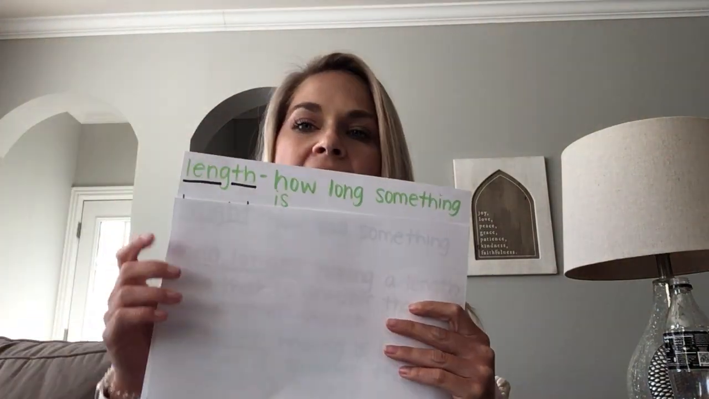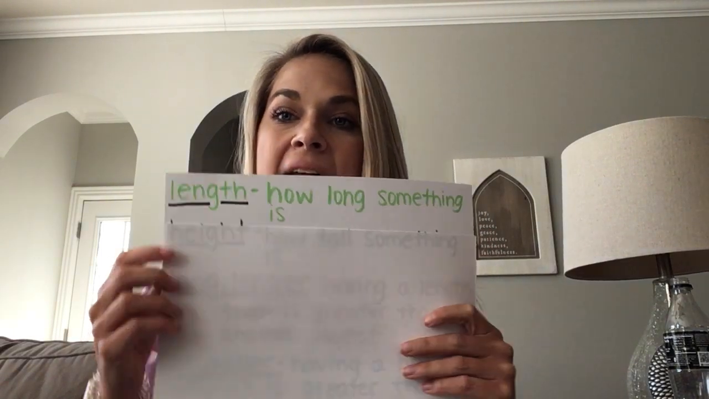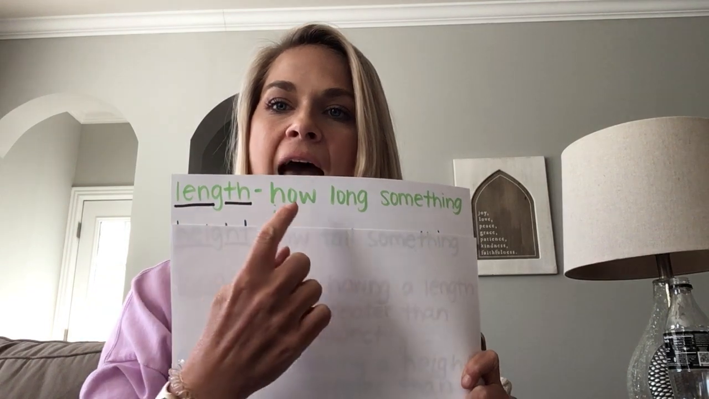But what we're going to do today, we're going to talk about another way that we can describe objects. And we can describe objects by length, okay? So I wrote down some vocabulary words that we're going to use today. And let's look at these vocabulary words and their definitions. So what we're going to talk about today is length. And if we say the word length, length is how long something is. How long something is. Let's say that together. Length is how long something is.